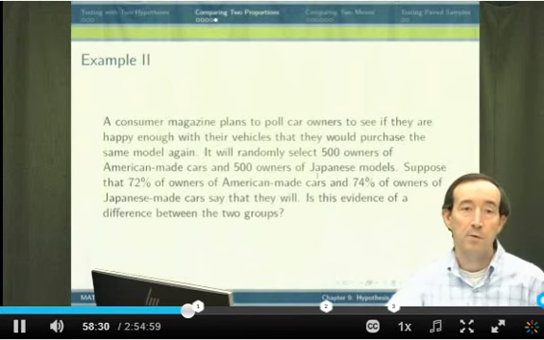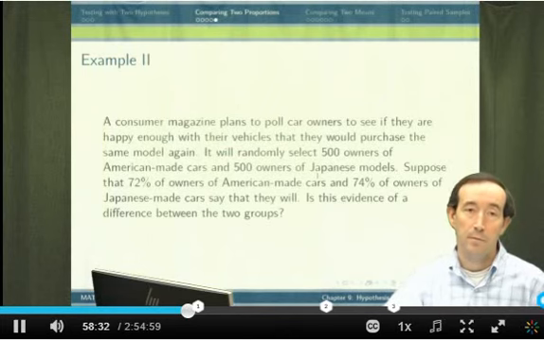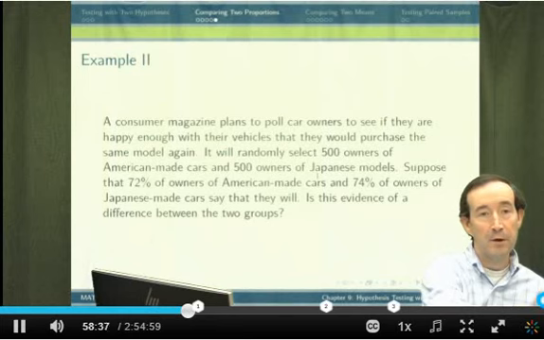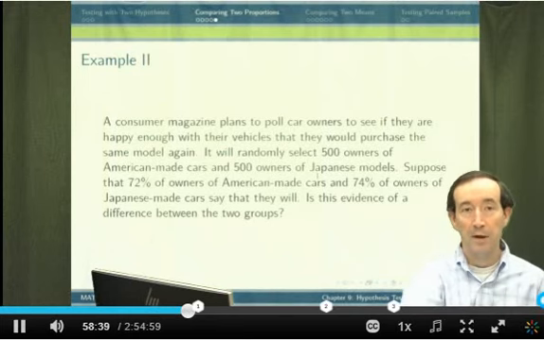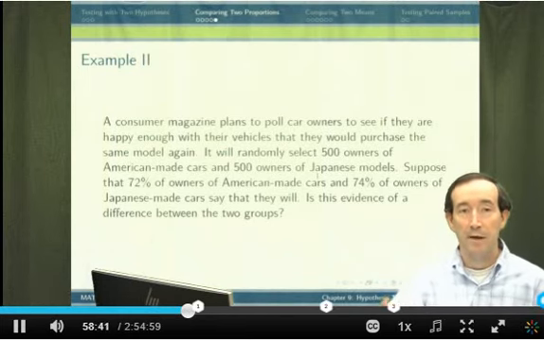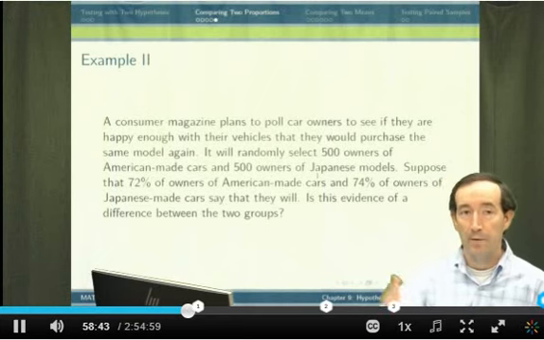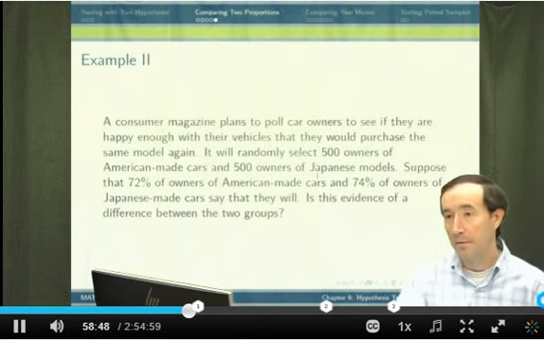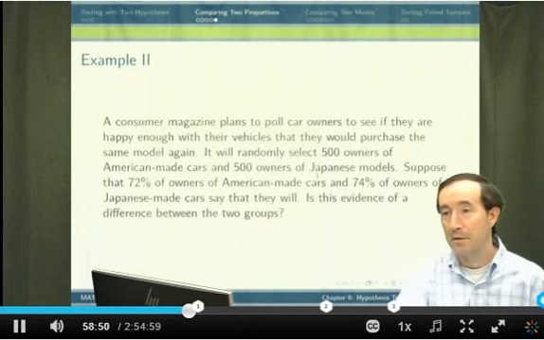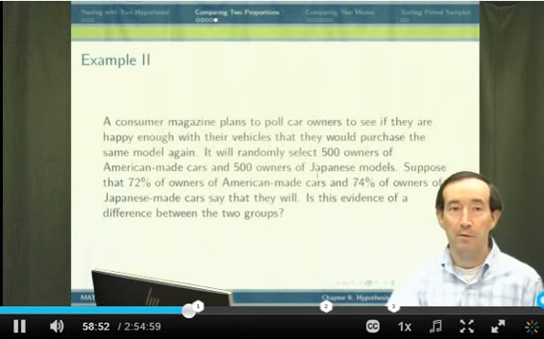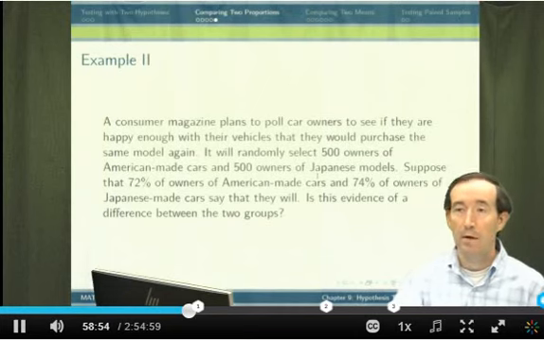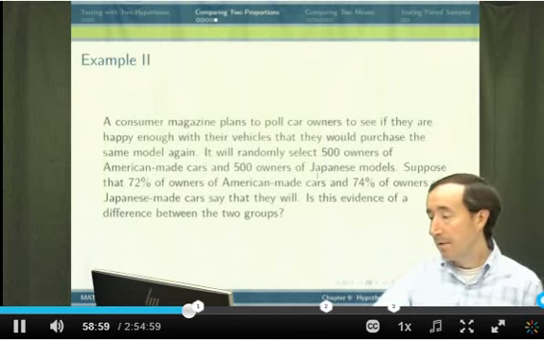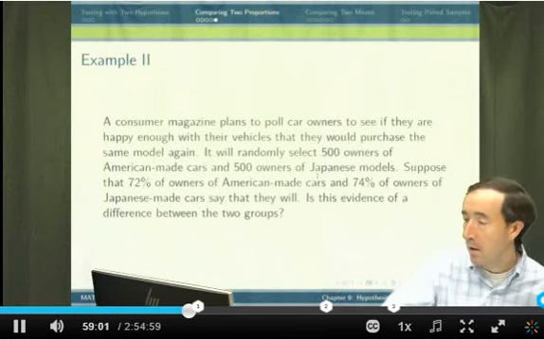Can I assume here that the two groups are independent of each other? Would I expect, knowing whether one individual in the American-made group will or will not buy the same model again, to have any impact on my assessment of whether a corresponding person in the Japanese group will or will not buy the same model again? I see no reason whatsoever that they would be connected. Okay. So those, I think, are independent. That gives me the independence of the two groups.